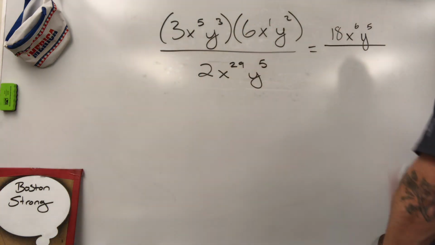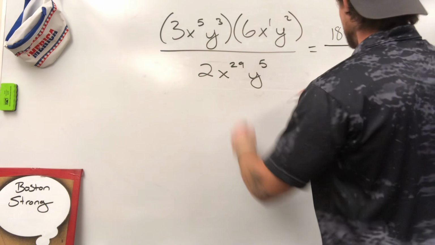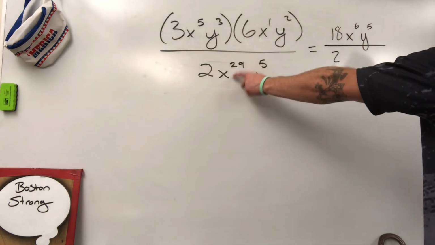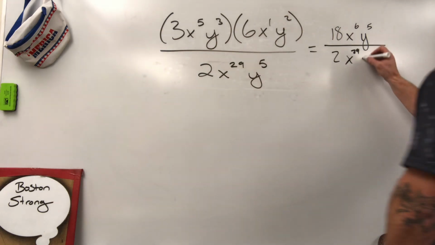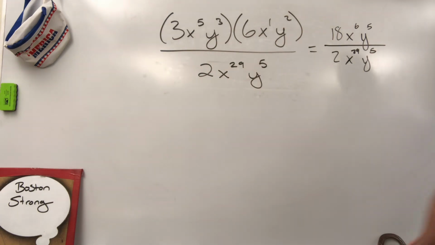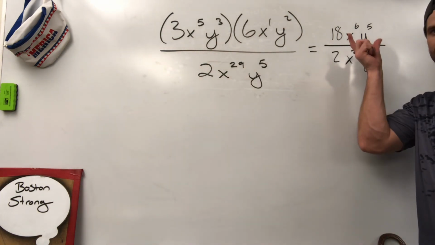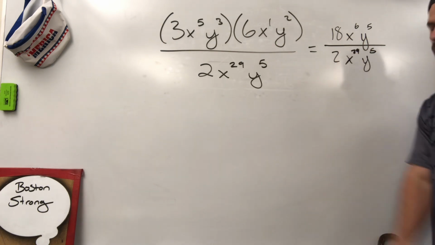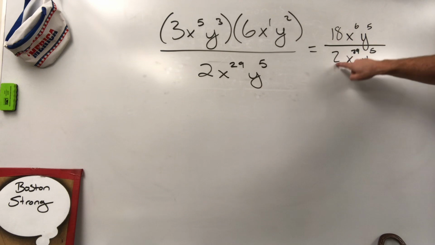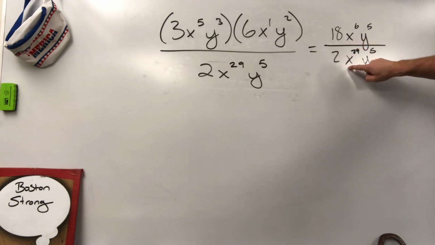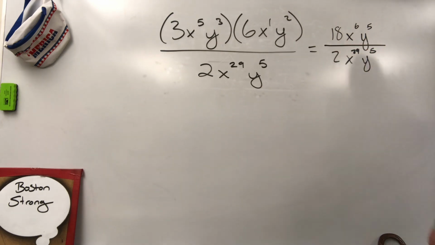We've got a product. Now on the bottom, nothing's changed. That 2 is still there. X to the 29th power is still there. Y to the 5th power is still here. So now, because we have nothing to clean up on top or bottom, numerator, denominator, we're going to start to divide. So we go straight down. Notice that I got my coefficients lined up, my x's lined up, and my y's lined up. This makes it really easy.